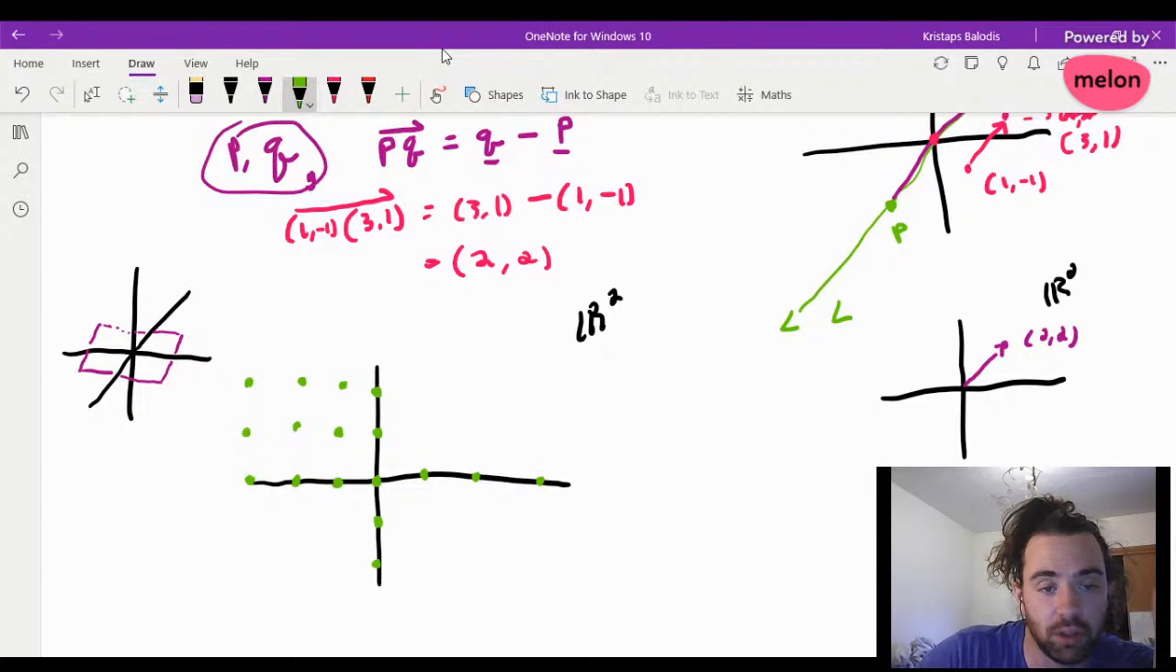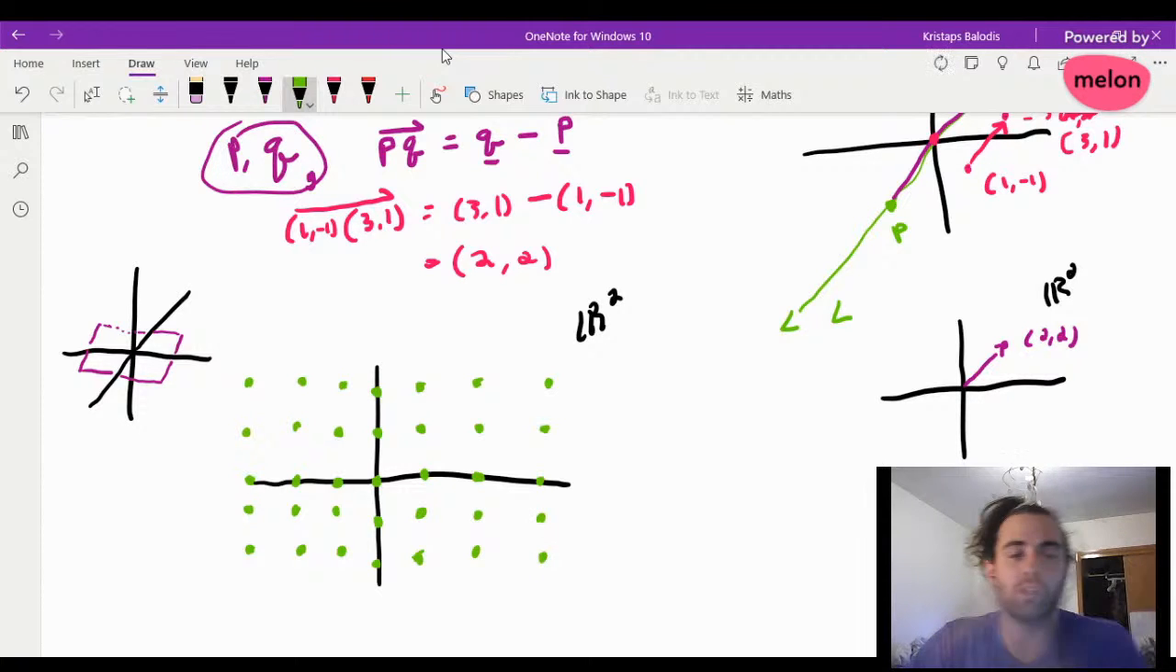What do I mean by that? This middle point is (0, 0). This point here is (1, 0). This point here is (2, 0). This is (3, 0). This is (1, 1). This is (2, 1). This is (3, 1), etc. So I'm only considering the points on this grid whose x coordinate and y coordinate are both equal to some integer value.